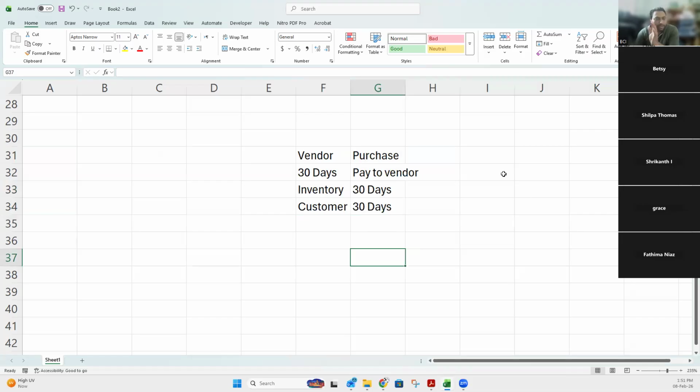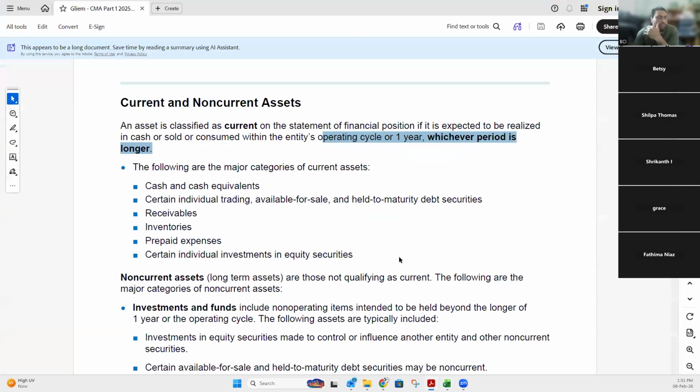Clear? Now, second scenario. If you are in a construction business or something, your operating cycle is like 15 months or 18 months. For example, you're manufacturing aircraft. It might take like 18 months to complete an aircraft. In such cases, the operating cycle will be 15 or 18 months. So for current assets, you will calculate 18 months, not 1 year. Got it?